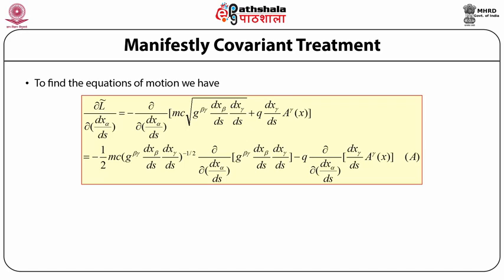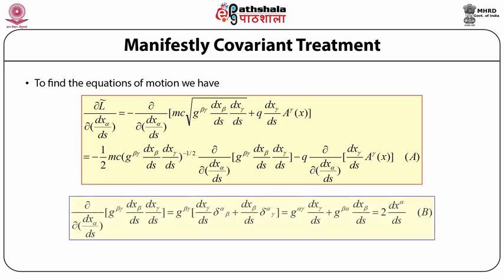So therefore, we can rewrite the above equation as ∂/∂(dx^α/ds) of g_βγ (dx^β/ds)(dx^γ/ds) is equal to g_βγ (dx^γ/ds) δ^α_β + (dx^β/ds) δ^α_γ, which is equal to g_αγ dx^γ/ds + g_βα dx^β/ds, equal to 2 dx^α/ds.